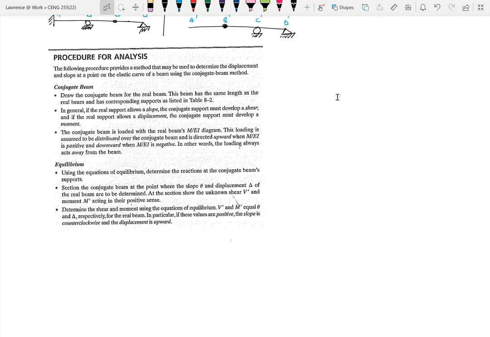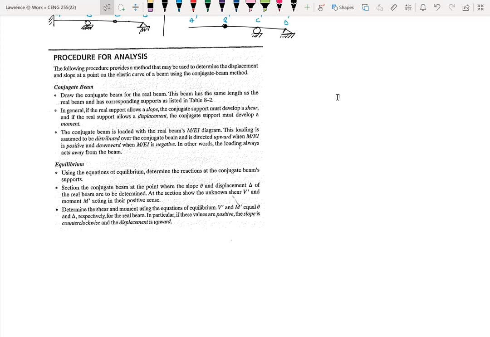The following procedure provides a method that may be used to determine the displacement and slope at a point on the elastic curve of a beam using the conjugate beam method. So the first thing we need to look at is to draw the conjugate beam for the real beam, okay? Typically, or all the time, the conjugate beam has the same length as that of the real beam, all right?